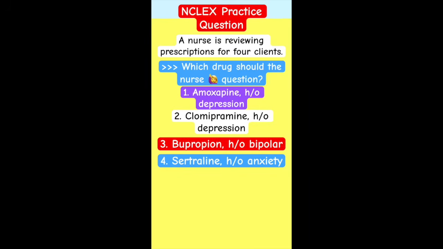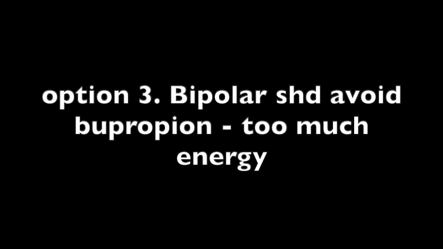A nurse is reviewing prescriptions for 4 clients. Which drug should the nurse question? Amoxapine with a history of depression, clomipramine with a history of depression, bupropion with a history of bipolar, Sertraline with a history of anxiety. For patients, they have their respective history and they've been prescribed specific medication. Do you think they can take it? Put down your answer in the comments. Explain why you pick it.